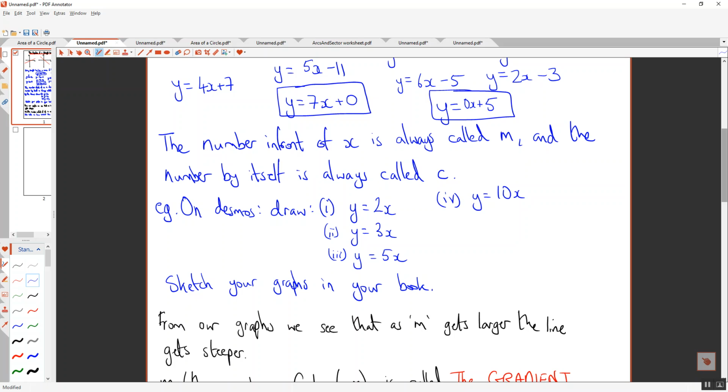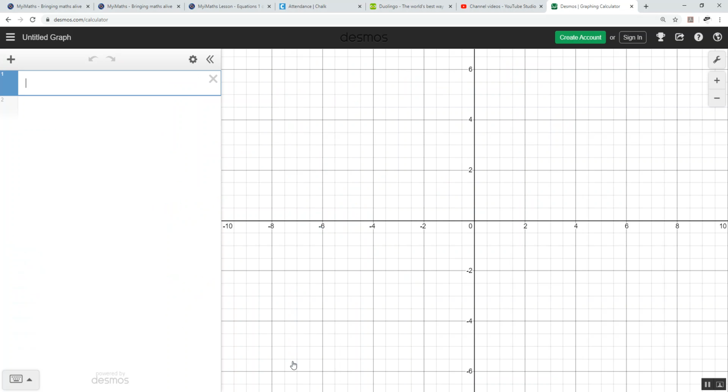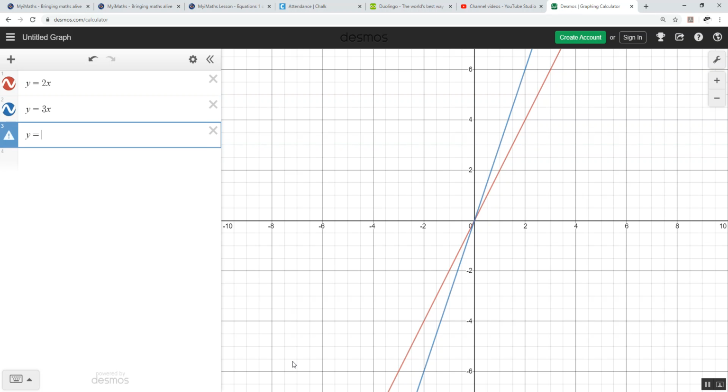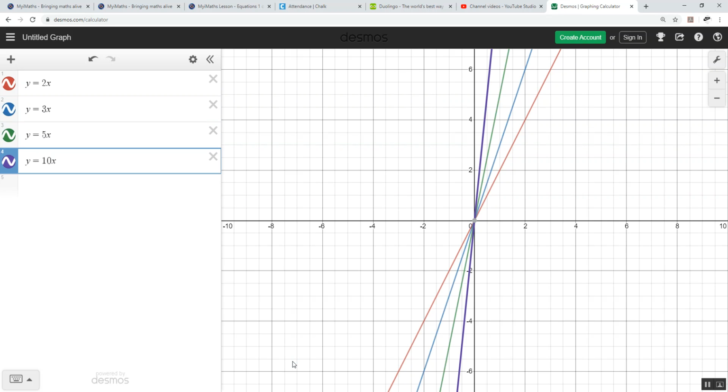Just as a recap, let's go back. We said y equals 2x, y equals 3x, y equals 5x, and what's happening each time? It's what we said is happening in the graph. It's getting.